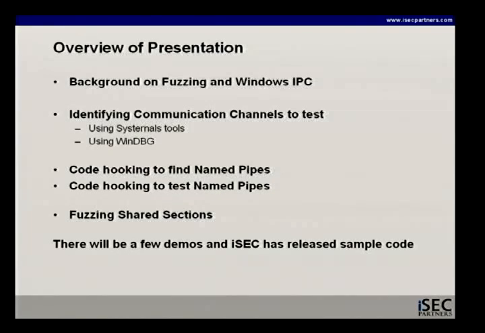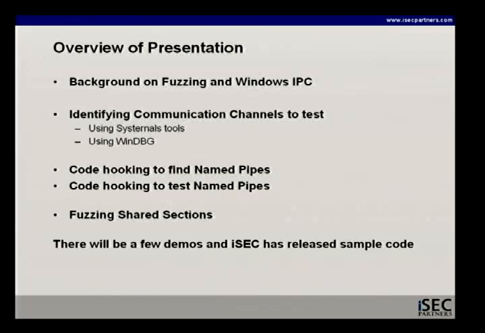little coding. That's doing it with code hooking and using that for finding named pipes, which leads into using that for testing named pipes, and for testing generally any kind of IPC mechanism, with named pipes as the example. And then I'll jump into another mechanism, which is shared sections, just briefly. And there are going to be demos throughout.